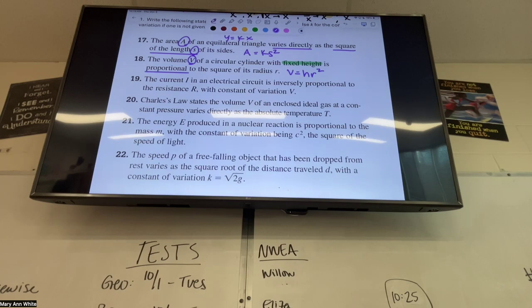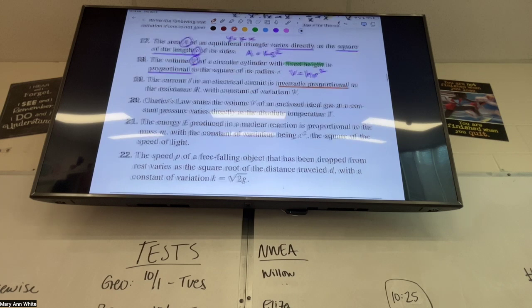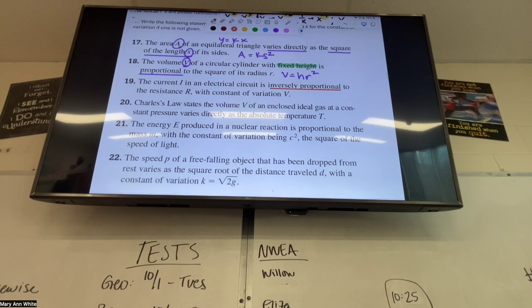All right, let's do number 19. The current I in an electrical circuit is inversely proportional to the resistance R with constant of variation V. Ooh, this one's different, right? Do you guys see inversely proportional? That means I'm using the other equation. What was that other equation? Good, y equals k over x.